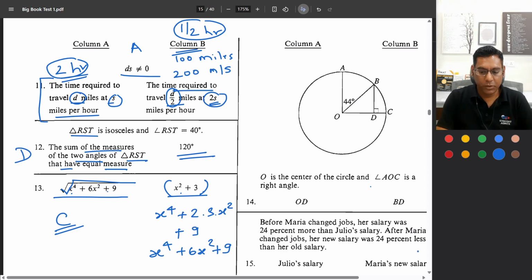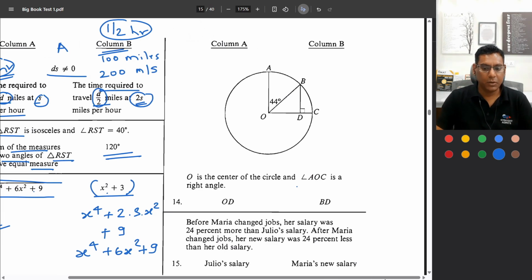Okay, let's move on to question 14. There is this diagram. O is the center of the circle, and angle AOC is right angle. AOB is 44, so that means this has to be 46. I like that number 44 because that's very close to 45. I think there is going to be some logic related to 45-degree angle kind of a thing. This is 46. This is also given to be 90, so this is going to be 44.